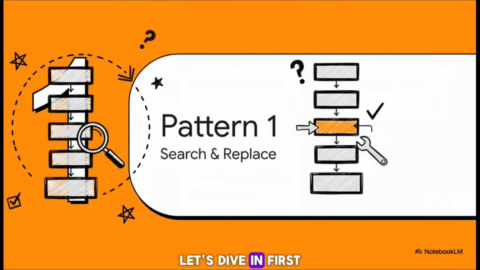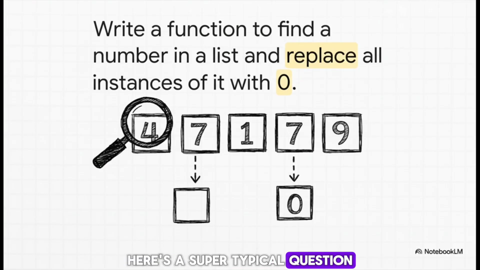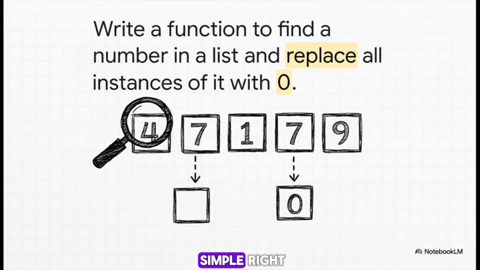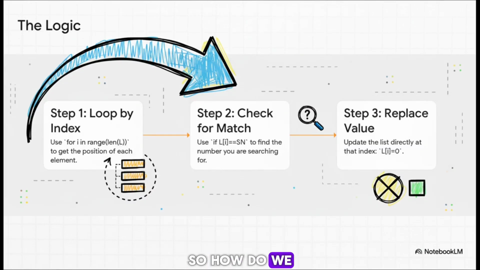Let's dive in. First up is an absolute classic: searching for something in a list and then replacing it. This skill pops up all the time in different ways, so let's make sure we have this one locked down cold. Here's a super typical question. The job is pretty simple, right? Go through a list L, find every time a specific number, SN, shows up, and swap it out for a 0.